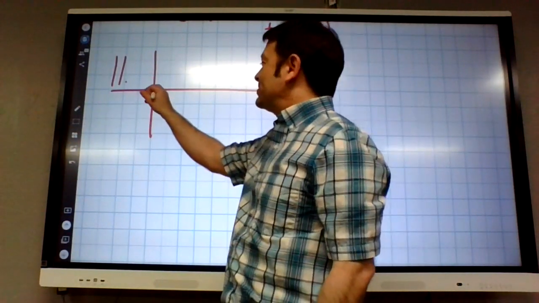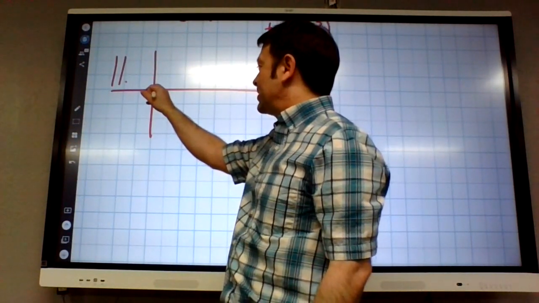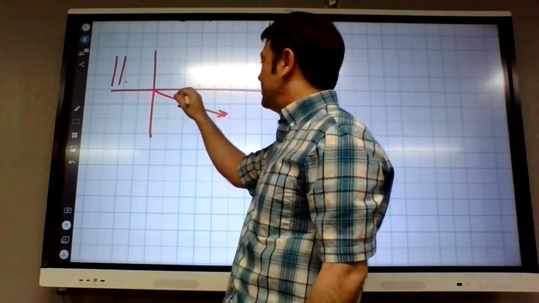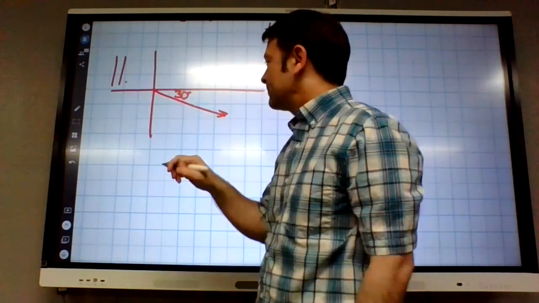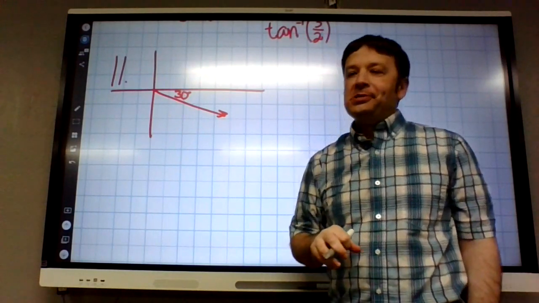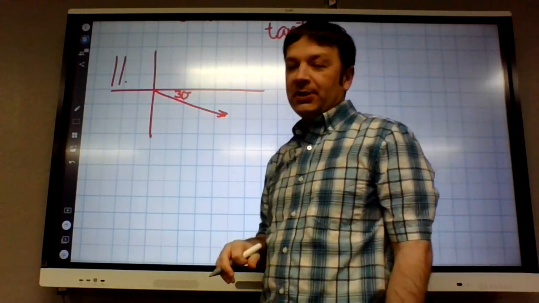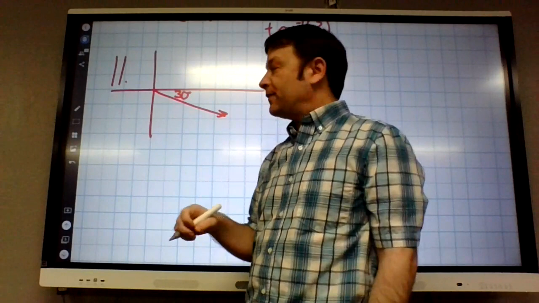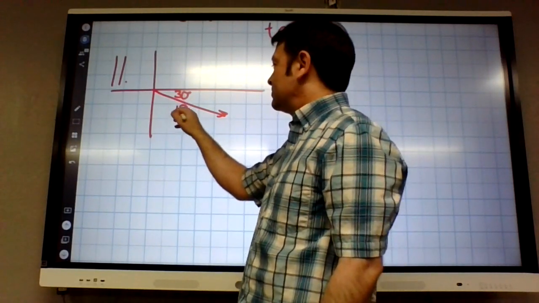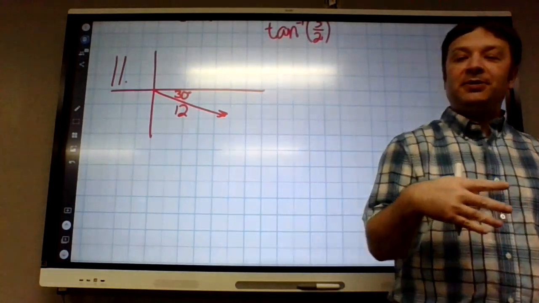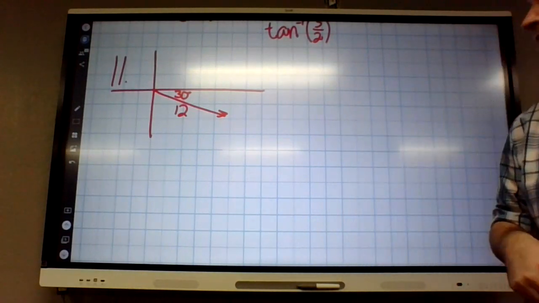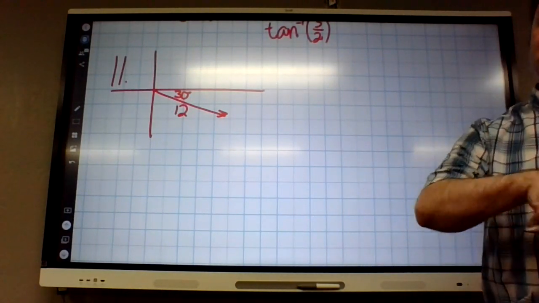Okay, anyways, 30 degrees below the positive x-axis will look something like that. Do we need a graph? No, that's not really part of the question. And it says 12, which means the vector is 12 long. So they're giving us the magnitude and direction basically. And we've got to figure out the components. We got to go backwards.